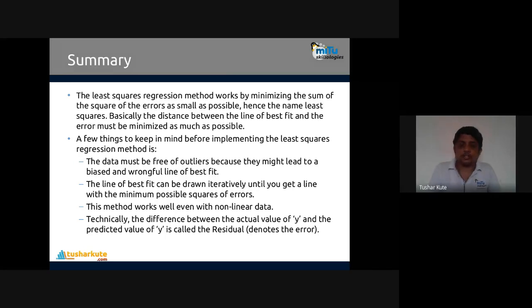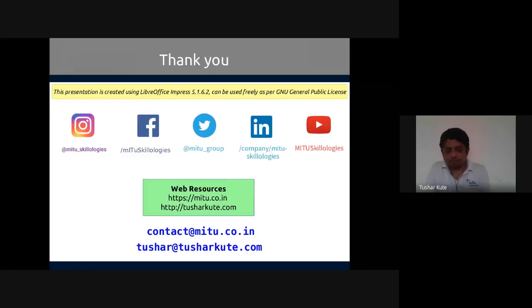Technically, the difference between the actual value of y and the predicted value of y is called the residual error. It is the error present in the data set based on the model. Just like linear regression, OLS is similar and the analysis and advantages are also similar, but the technique they follow is somewhat different. So it's called the least squares regression method, which comes under the linear model.